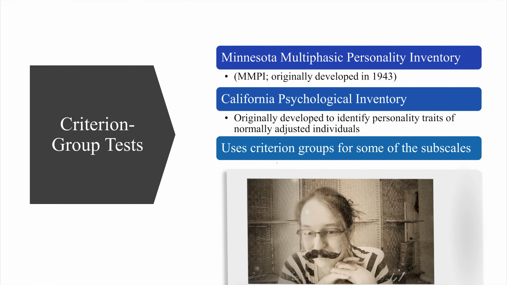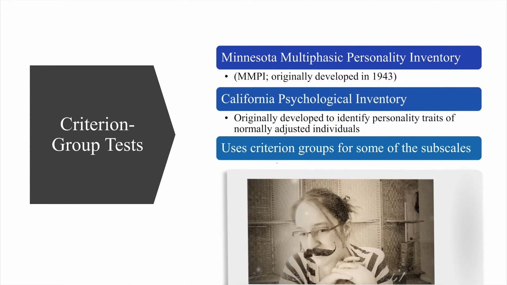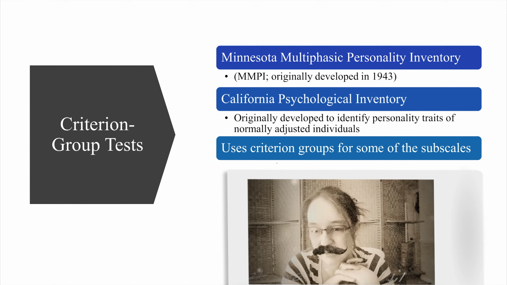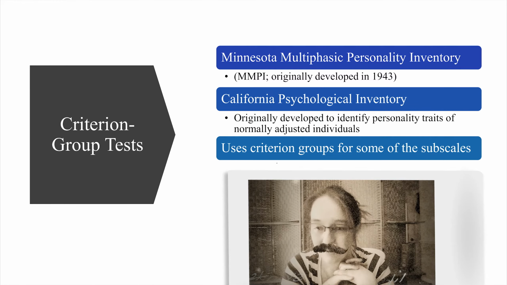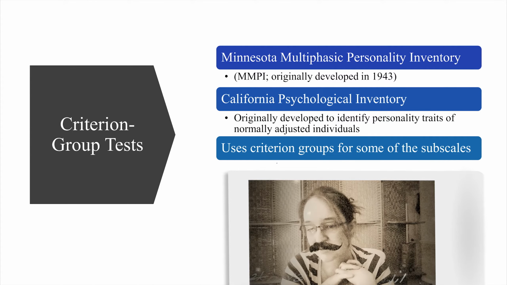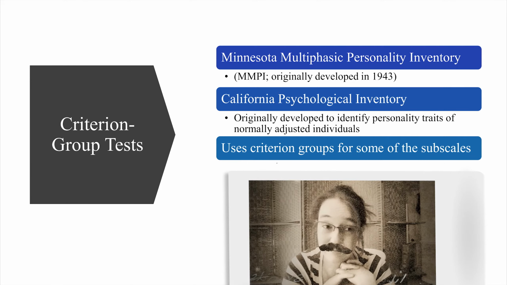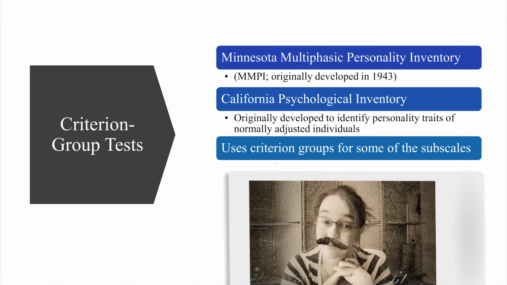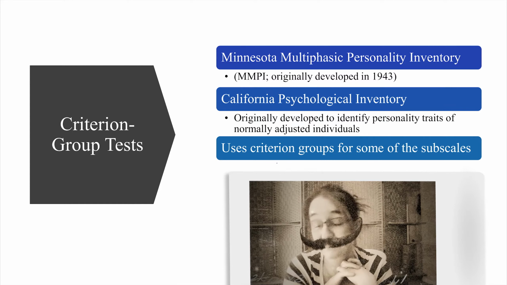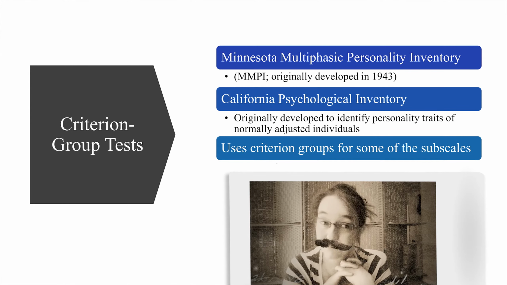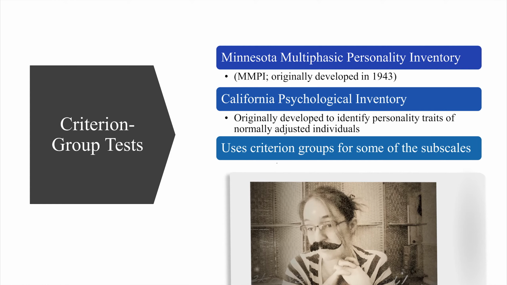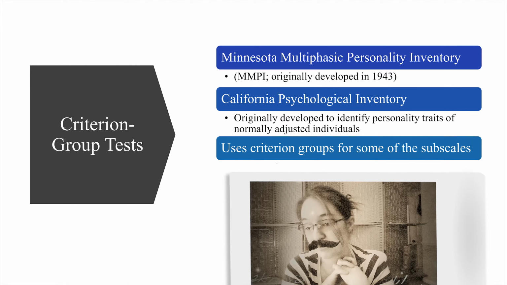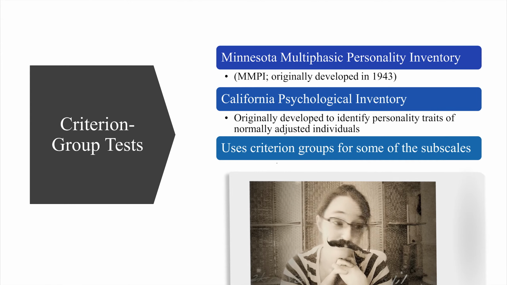Okay, so yeah, this was originally developed to identify personality traits of normally adjusted individuals, so typical folks like you and me. And they used criterion groups for some of the subscales. And so essentially comparing reference groups to see if questions could distinguish. That's what a criterion group test is. So men versus women. Again, this is the 1940s and 50s, so they distinguished homosexual men from heterosexual men.